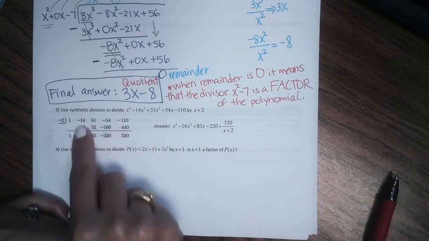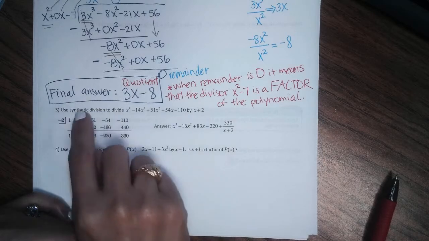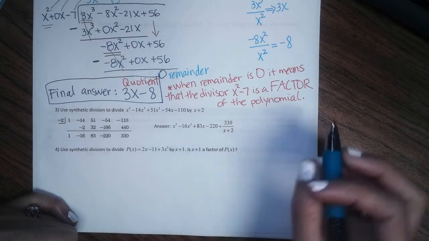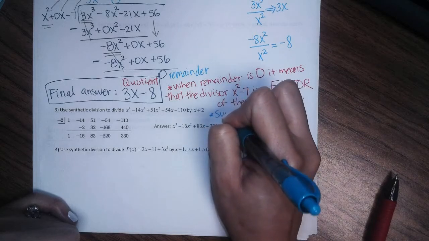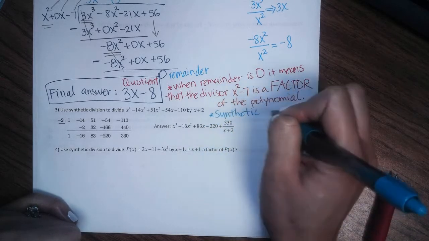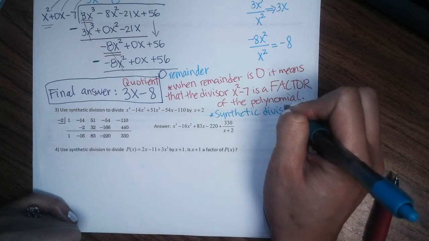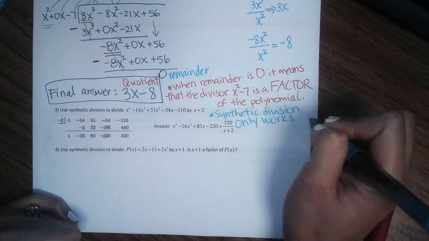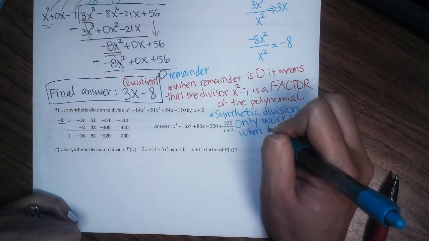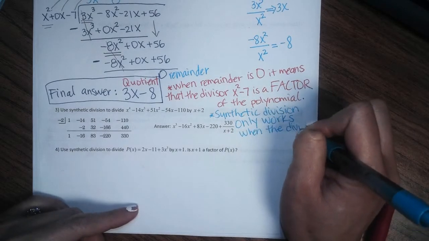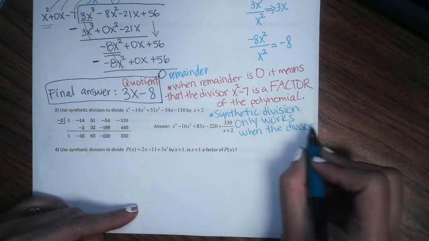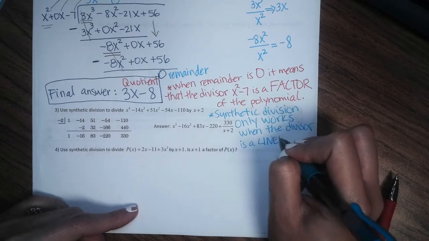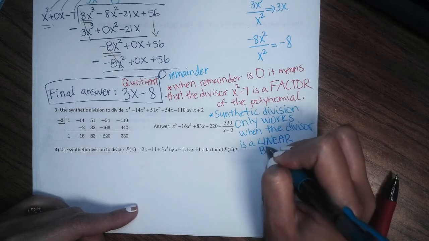So here it is. It's already worked out, and here you get your answer. But the problem with synthetic division is that it only works with linear binomials. So let me write it here. Synthetic division only works when the divisor is a linear binomial.